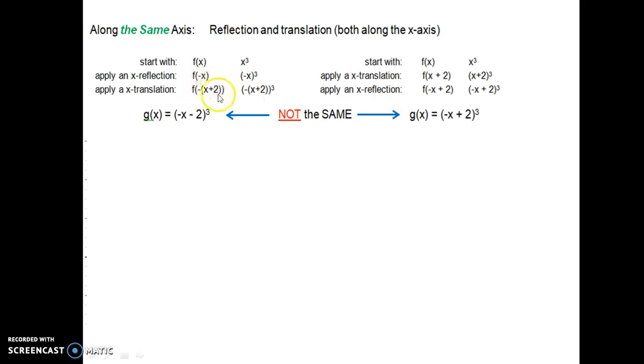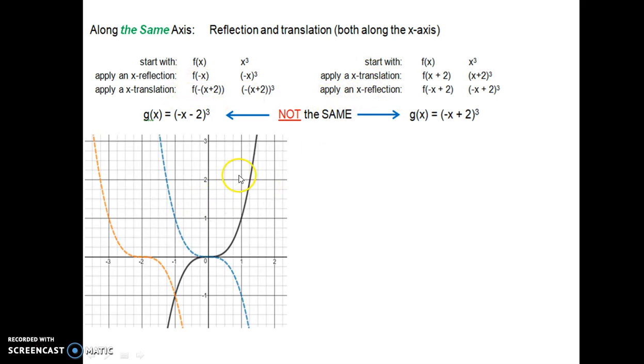And the reason for that was this. So the order that we did these in resulted in different functions. Here we have the original.